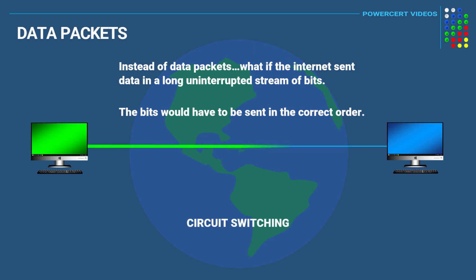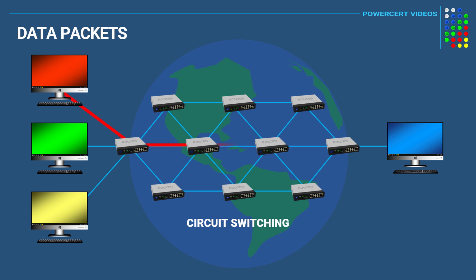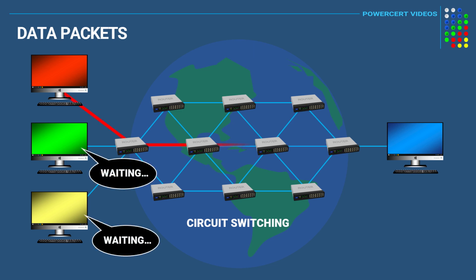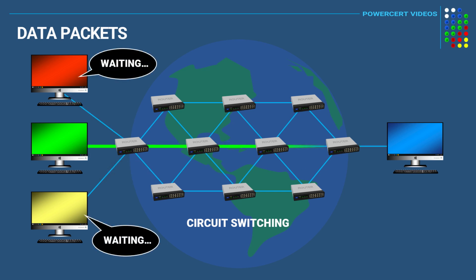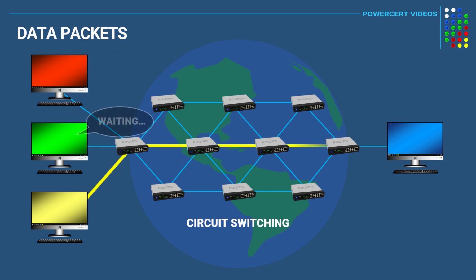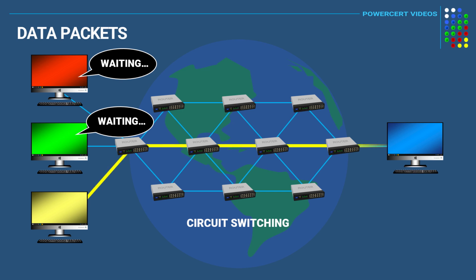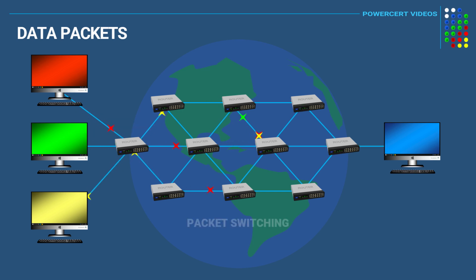Well, the problem with this is that during the transmission of the data, no other computers will be able to use those lines until the transmission is complete. So they would have to wait their turn. And when you have billions of computers on the internet having to wait to send data, this would dramatically slow things down.